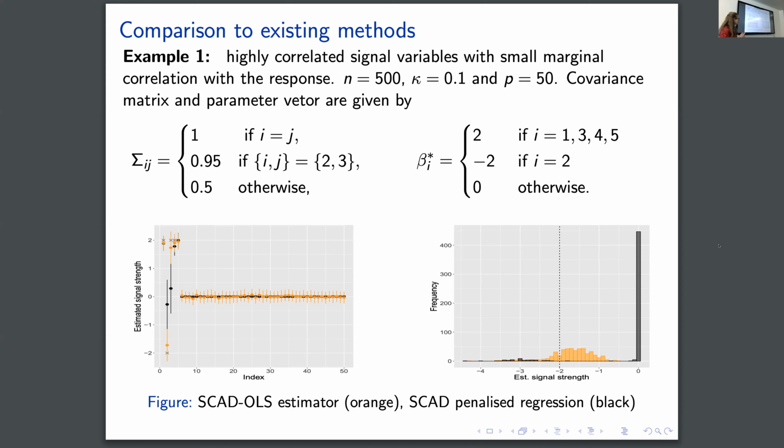Yeah. And the reason for this is if you look at the distribution of estimated signal strengths for the second signal variable, so this was one that was weakly correlated with the response. When you look in black at SCAD, you can see that quite often SCAD set that estimated value to be 0 because it was weakly correlated with the response. Right? Whereas our approach characterized that signal, which I've marked in the dashed line, a lot better.